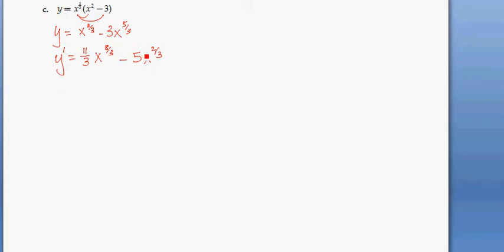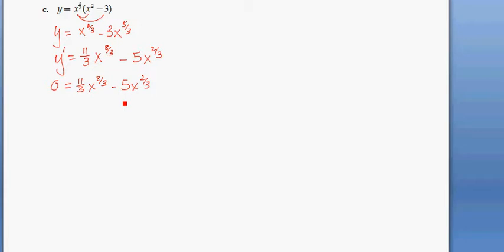And so what I want to know is, where is this derivative either 0 or undefined? Now, this function's never going to be undefined because I don't have any denominator, I don't have any negative exponents or anything like that. So I really just want to know, where is this equal to 0? And in order to do that, I have something sort of unusual compared to most of the other problems we've been working with, because we have all these fractions.